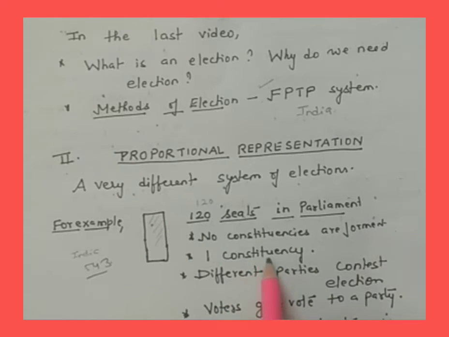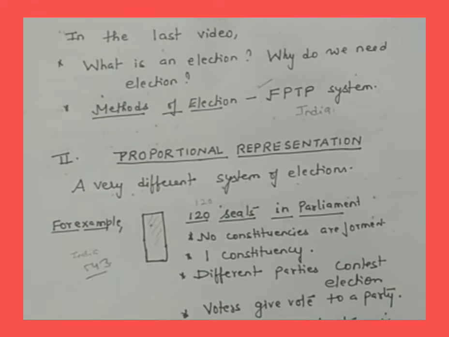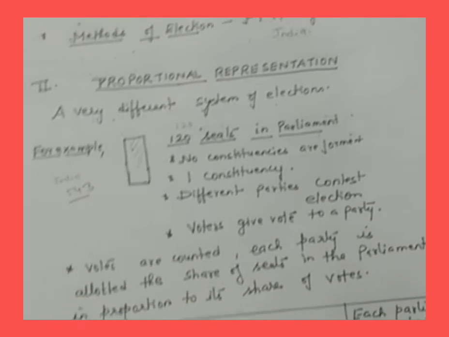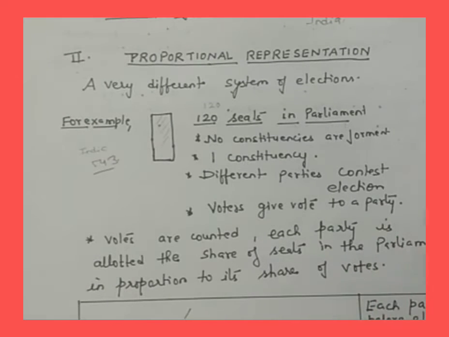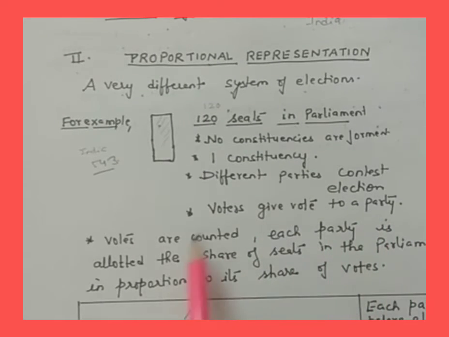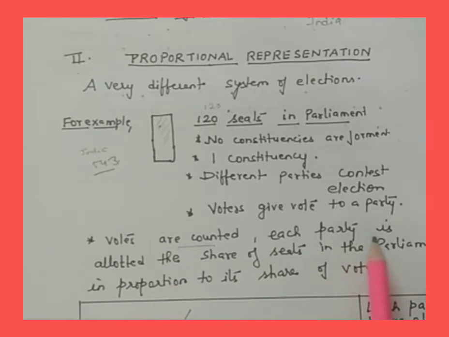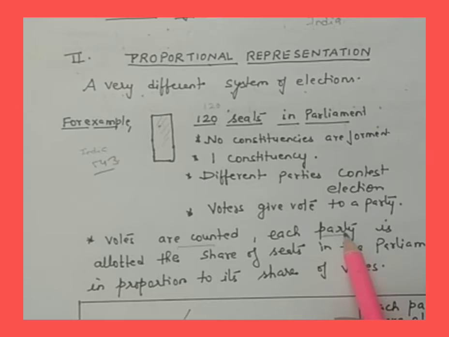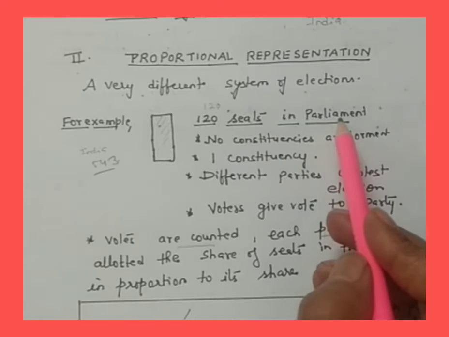And at the time of election, different parties contest the election, not the candidates. Voters go and give their vote to a party. After the voting is done, votes are counted and each party is allotted a share of seats in the parliament in proportion to its share of votes. It means whatever percentage of votes the party gets, the same percentage of members they are allowed to send to the parliament.